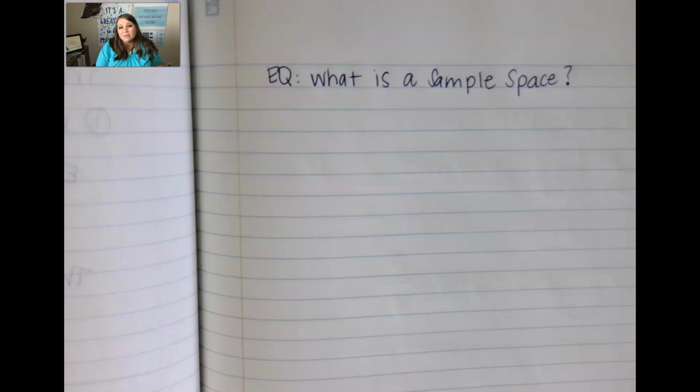Hi everyone, today we are going to continue our learning journey in probability by starting our next section on events, or compound events. And the first part that we're looking at is called a sample space. A sample space is the essential question that we're looking at today. What is a sample space? And how do we find the sample space of the probability that we're looking at?